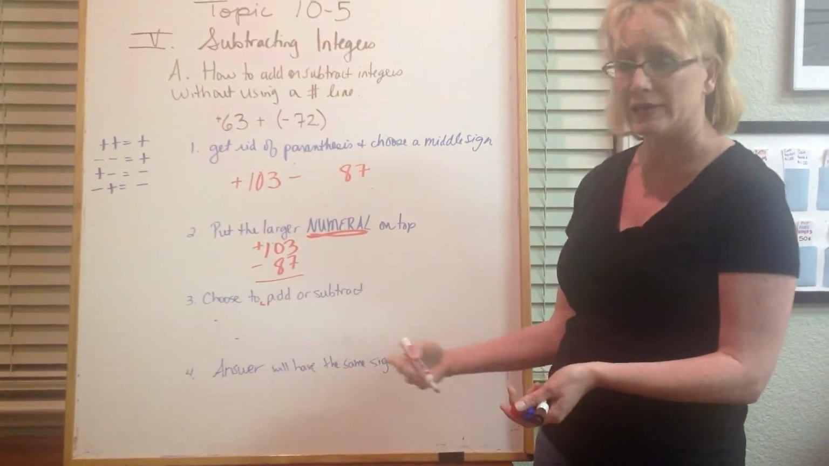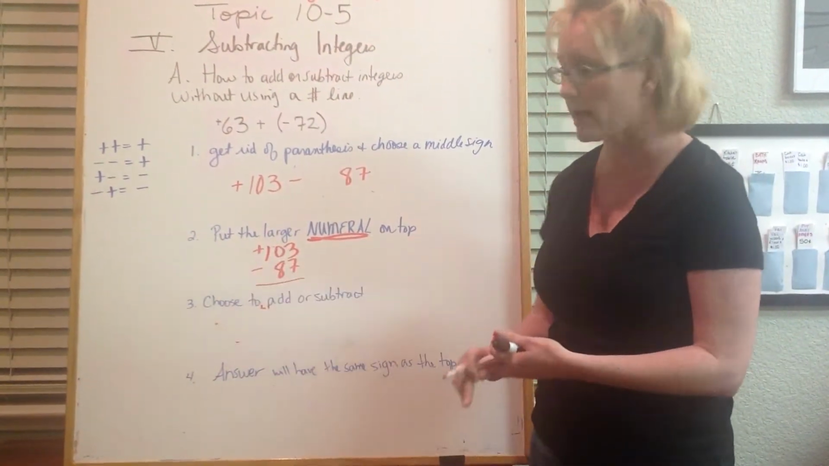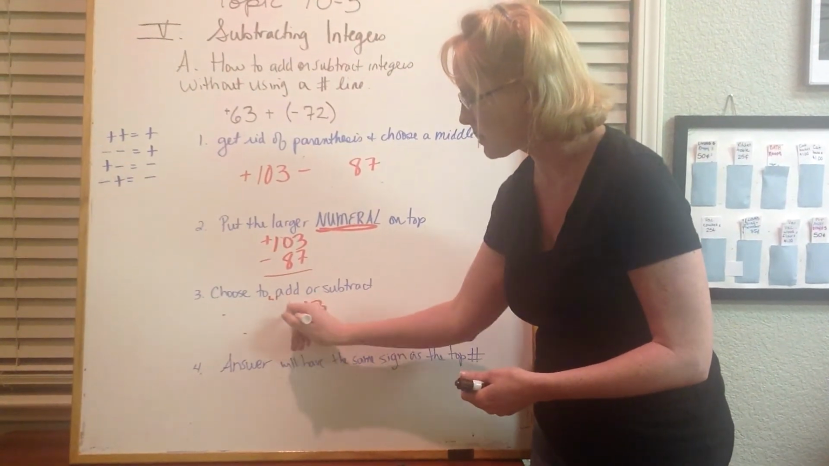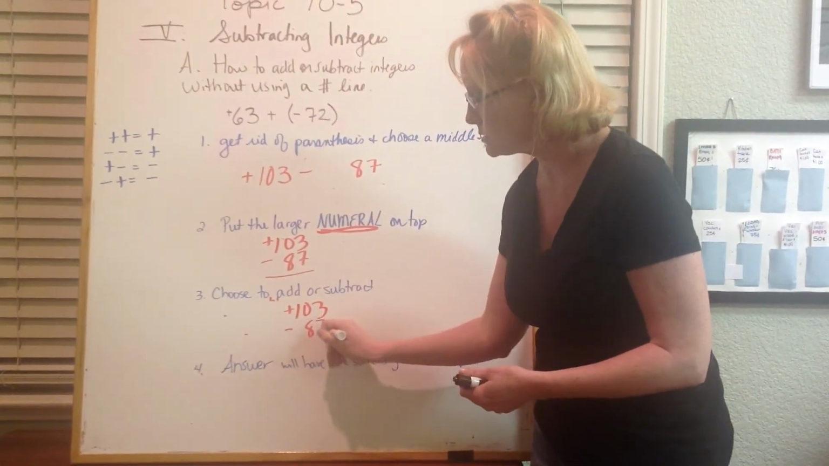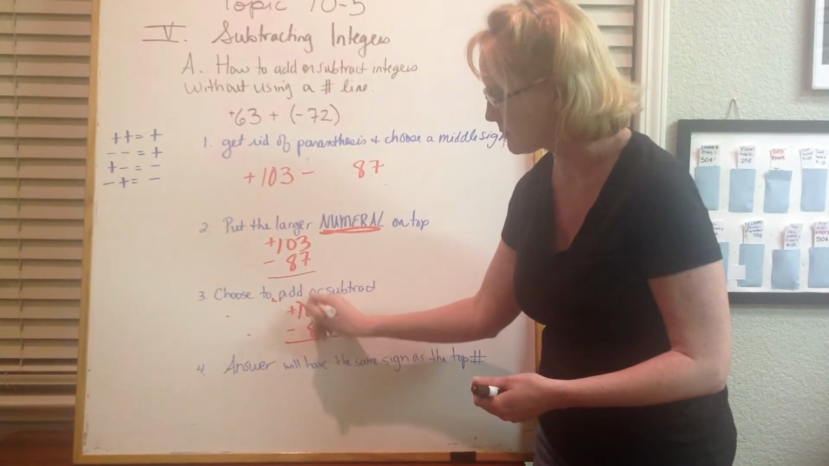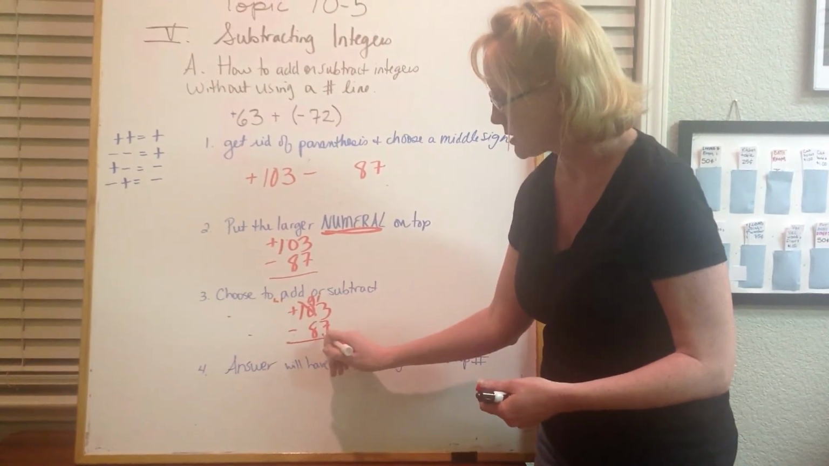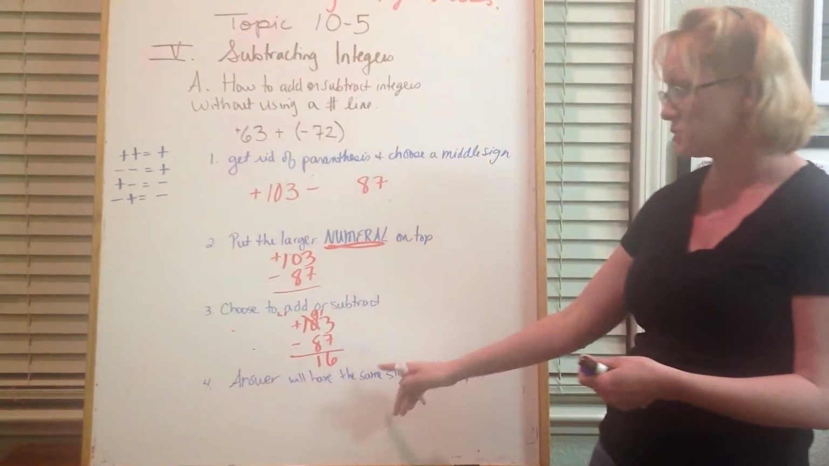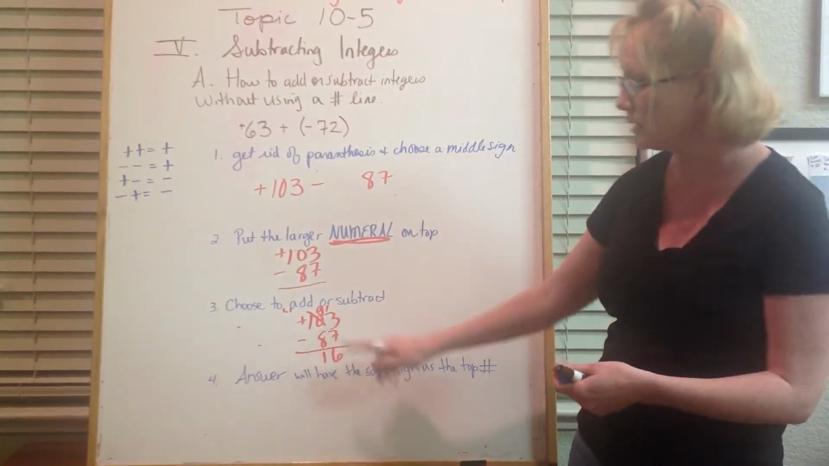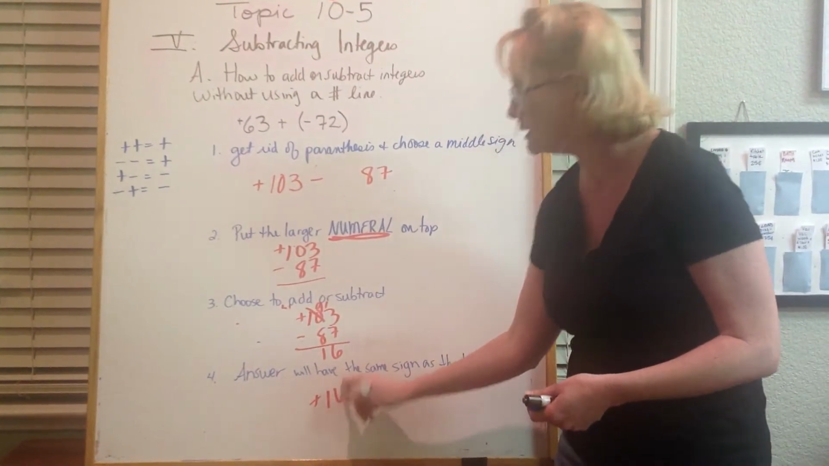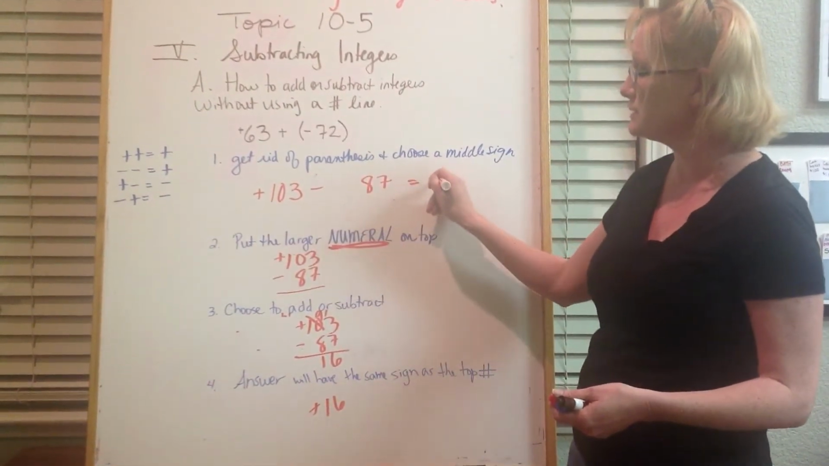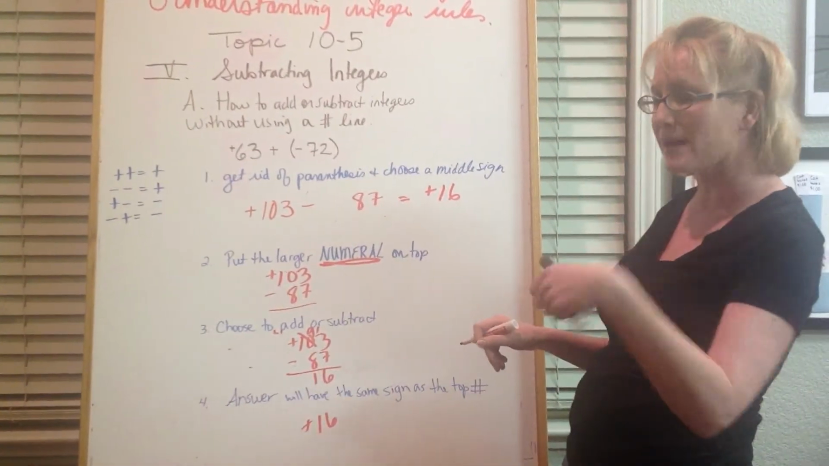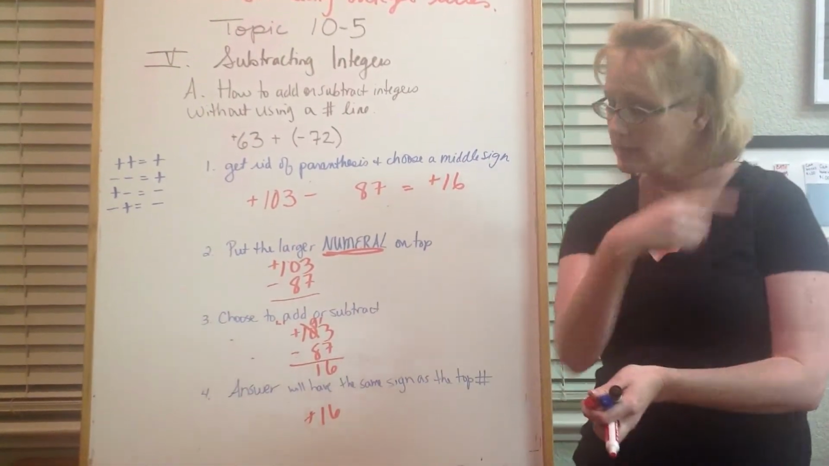So we have to choose if we're going to add or subtract. We're looking at our signs. They don't match, so it tells us we're going to subtract. So we do that. 7, 6. And then my answer will have the same sign as the top number, which is a positive, so it's positive 16. So 103 minus 87 is positive 16, right? Yes? Okay, just checking on my math there. I'm going to try one more time together.